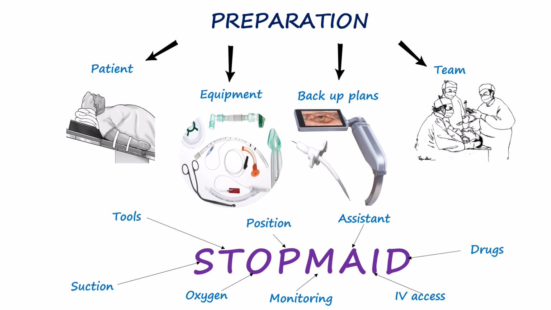The I stands for intravenous access, which requires at least one secure and functioning IV line. Finally, the D stands for drugs, which means drawing up and labeling the induction agent and neuromuscular blocker, as well as preparing rescue medications such as vasopressors and analgesics.